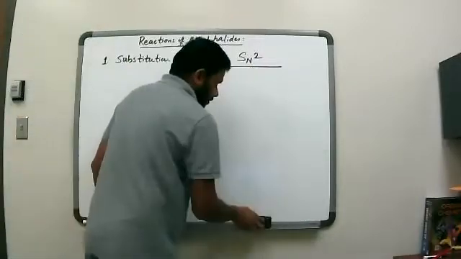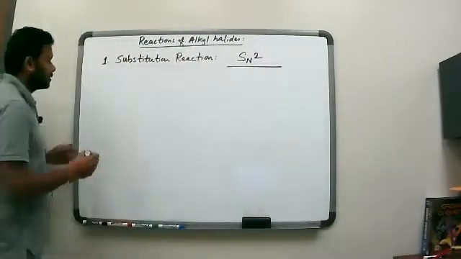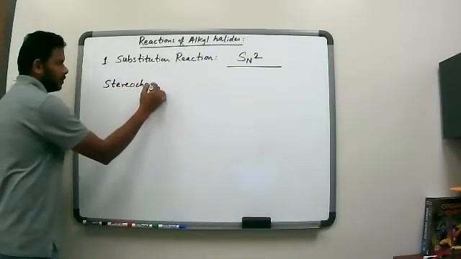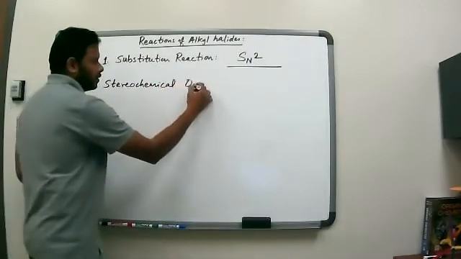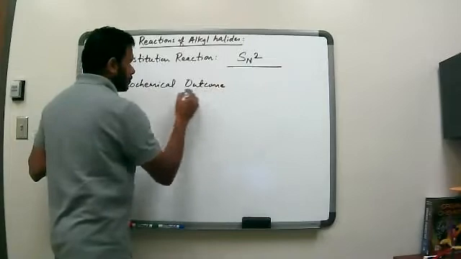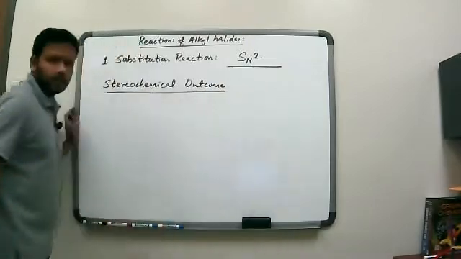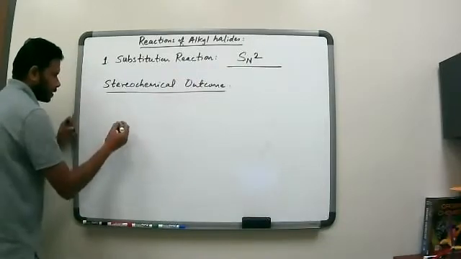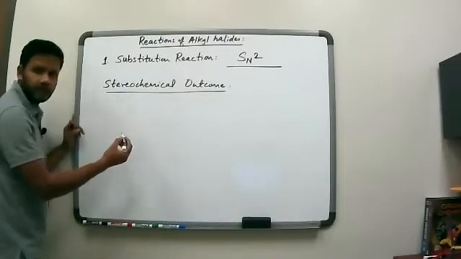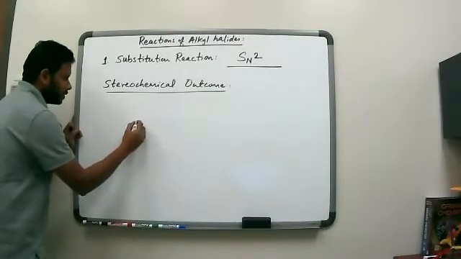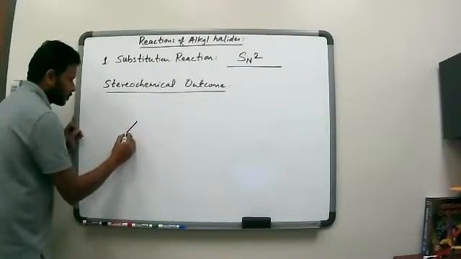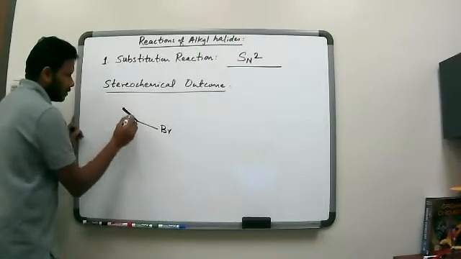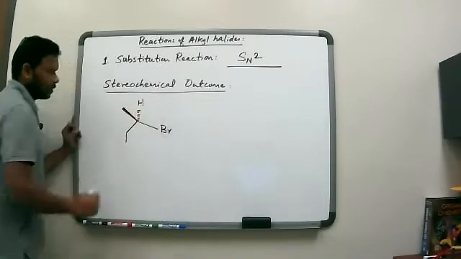So the second thing that we noticed about this reaction was the stereochemistry, the stereochemical outcome of the reaction. So as you can imagine, since it's a backside attack, let's go back to the molecule that we had, the example that we used earlier. Since it's a backside attack, we had, I think, a bromine, methyl, and a hydrogen here.